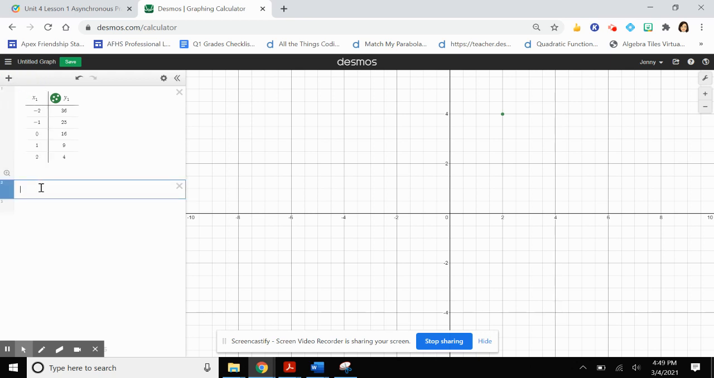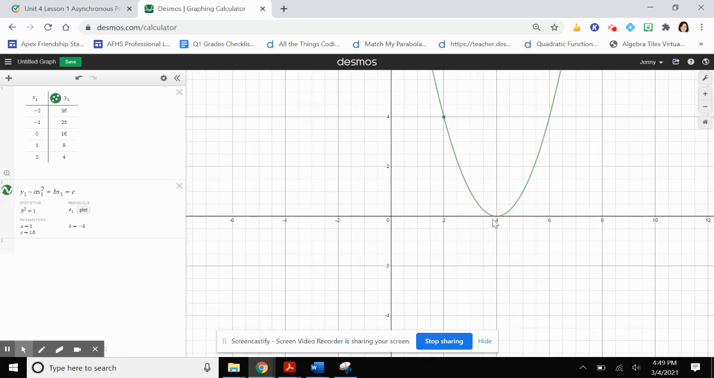Now, we could look directly at the vertex form, or we could look at standard form and decide if it's a perfect square. Let's just look at standard form first. y1 tilde ax1 squared plus bx1 plus c. And that gives me my parabola, which notice my vertex is sitting right here on the x-axis. So that's kind of telling me that's a perfect square because the vertex is sitting right on the x-axis.